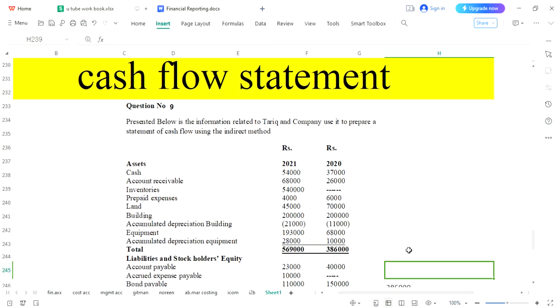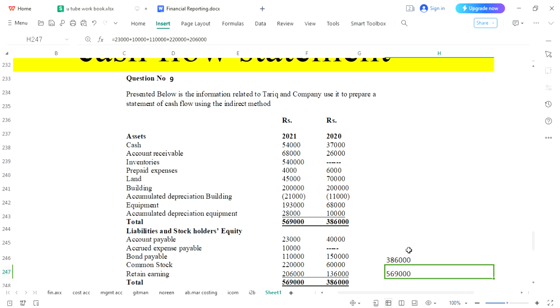liabilities. The very first step is to see which is opening and which is closing. Look at here, 2020 is given on the right side, 2021 is given on the left side. It means 2020 is opening, which is present on the right side. Please note it down very carefully. So it was the basic thing.